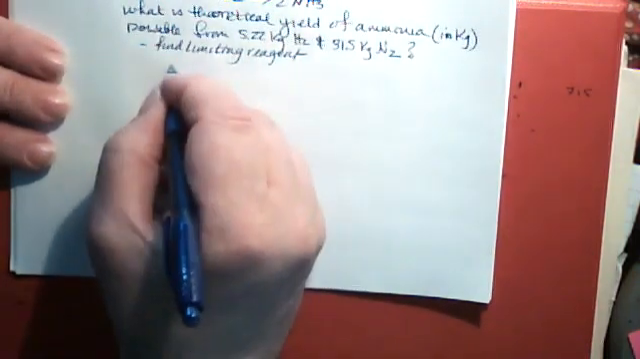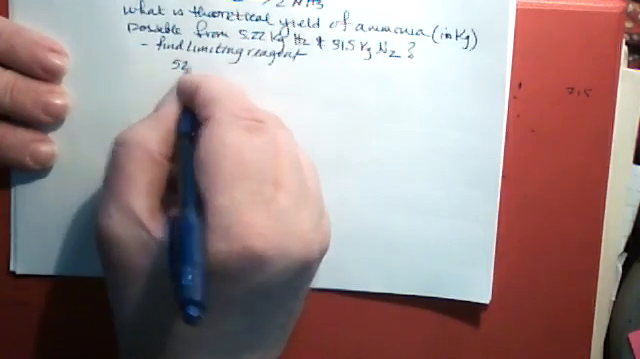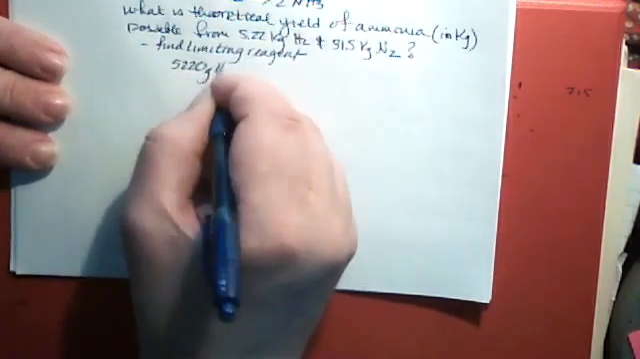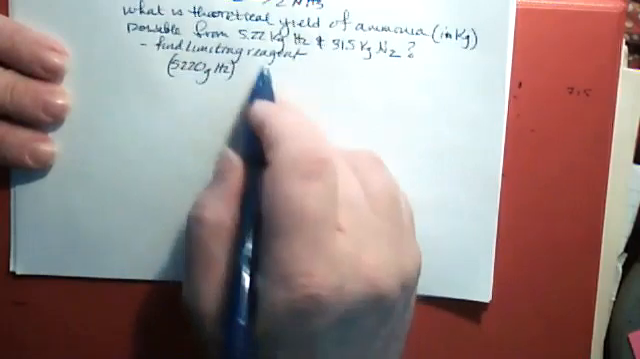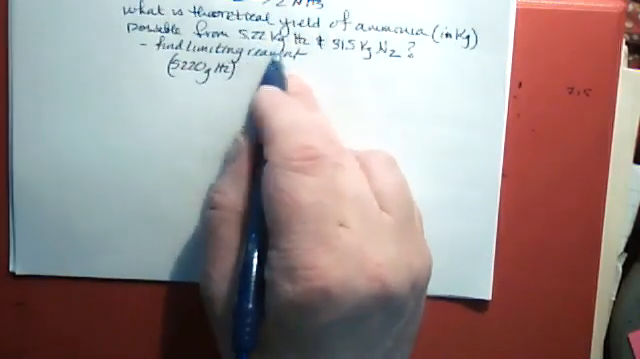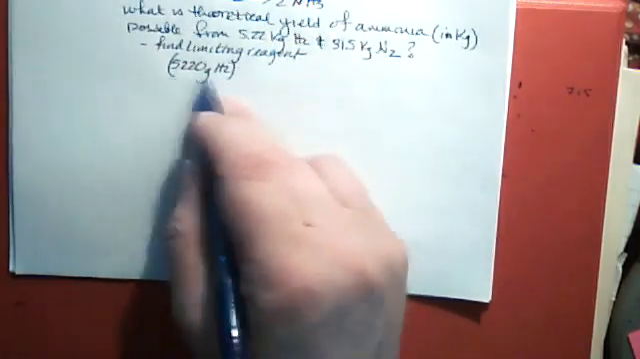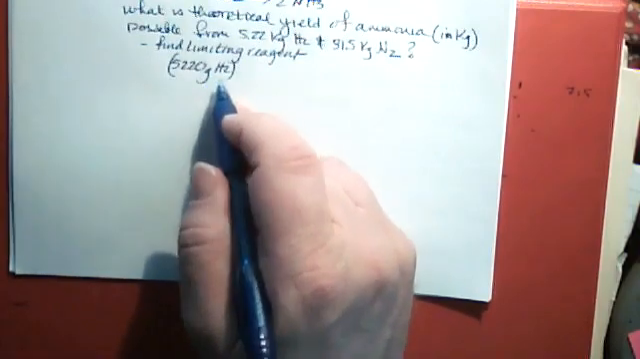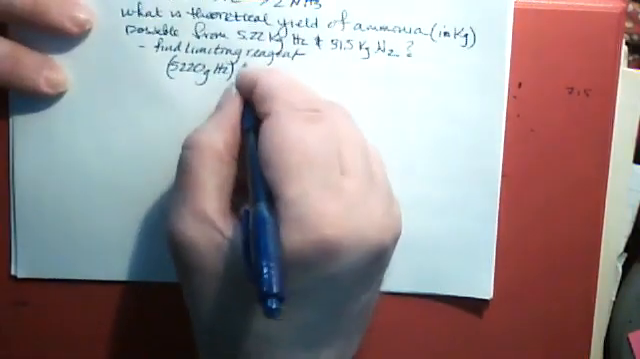So for the hydrogen, 5.22 kilograms times 1,000 grams per kilogram gives you 5,220 grams of hydrogen.